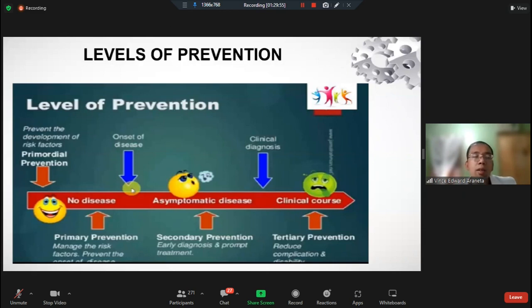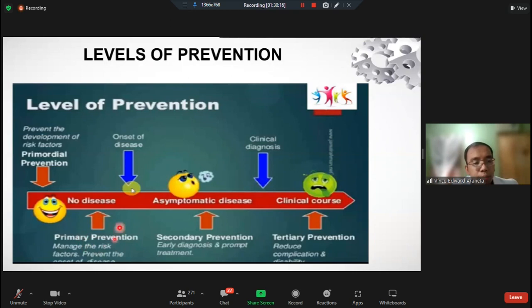I just discussed this because there was one question in the past board exam, not the recent, but maybe the batches after us. A question on primordial prevention. That's why I'll just include this. So this is actually the summary figure with regards to the levels of prevention.